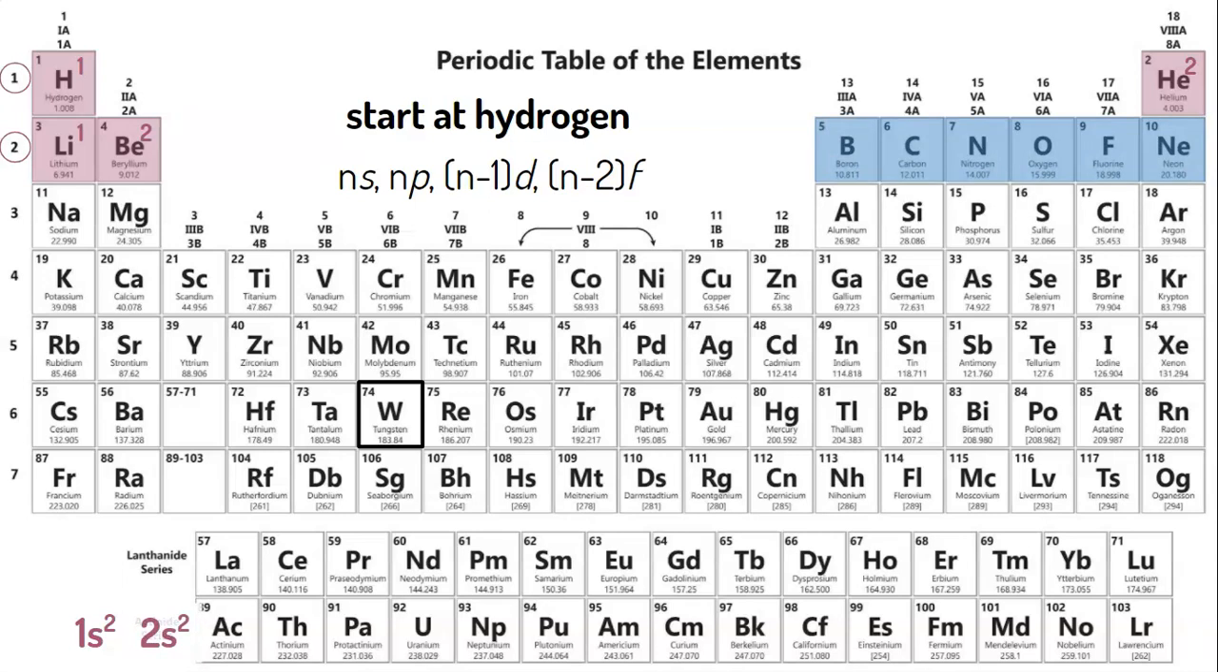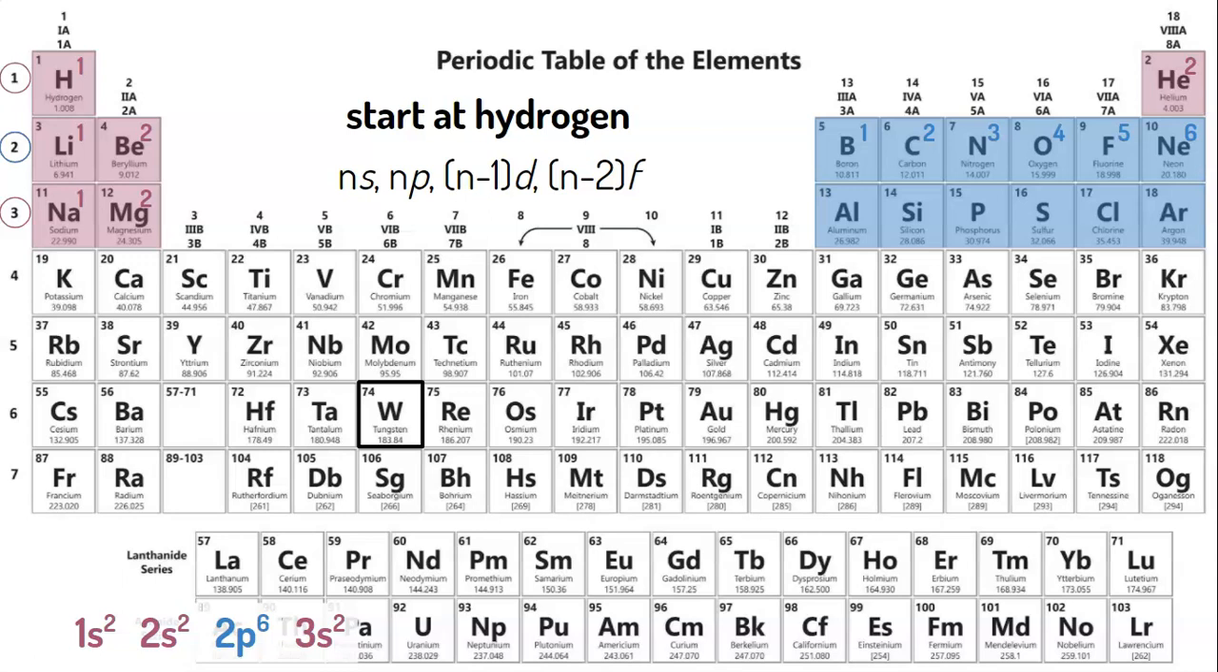Continue on to P block. We're still in row 2. Tungsten's not here, so we got 6 elements. So we have 2p6. Continuing on, we're in S block again. We're in row 3. Tungsten is not here. We got 2 elements. So we have 3s2. Back to P block. Still in the 3rd row. Tungsten's not here, so we got a total of 6 elements. So it's 3p6.